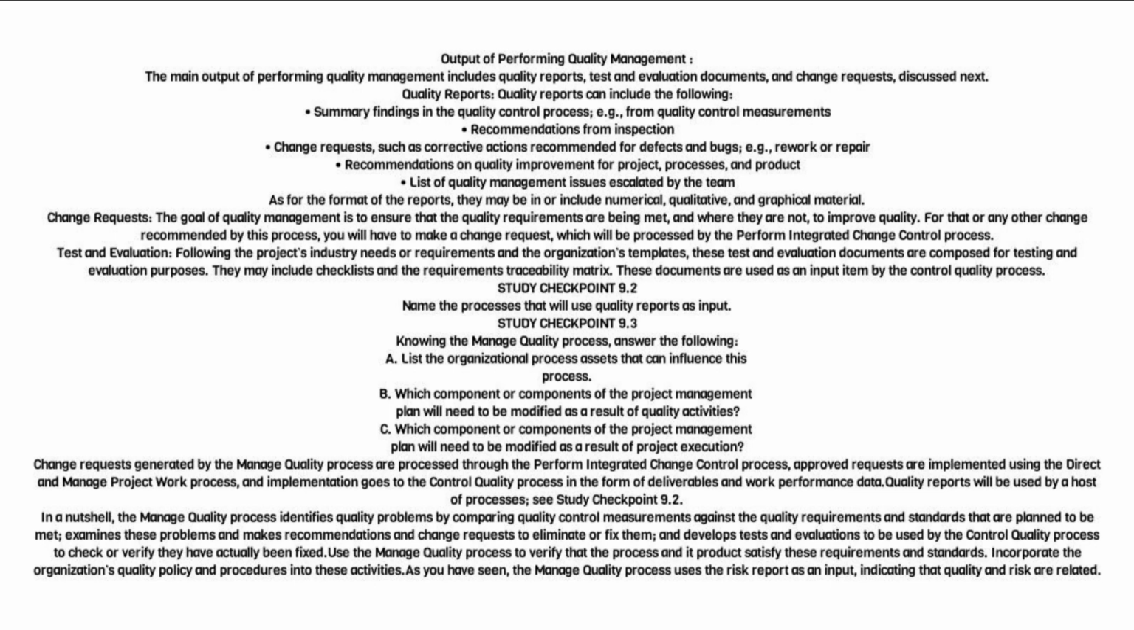project execution? Change requests generated by the manage quality process are processed through the Perform Integrated Change Control process. Approved requests are implemented using the Direct and Manage Project Work process, and implementation goes to the Control Quality process in the form of deliverables and work performance data. Quality reports will be used by a host of processes.